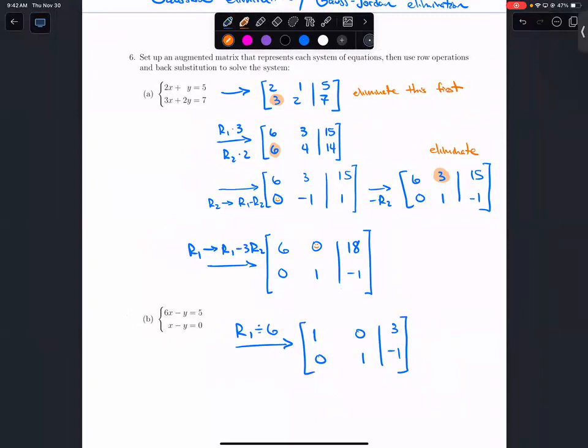What does it tell us? What's the solution to the system? X equals 3, y equals -1.